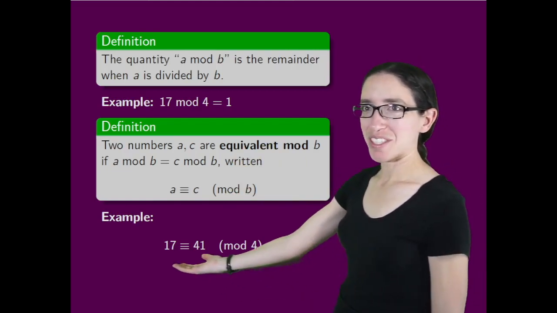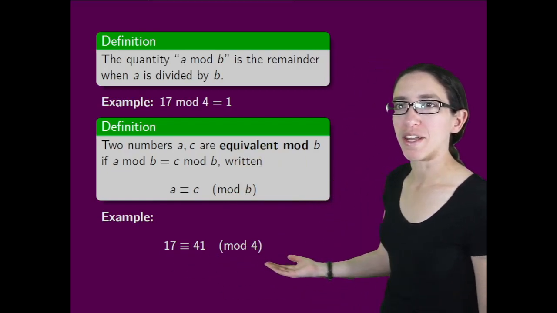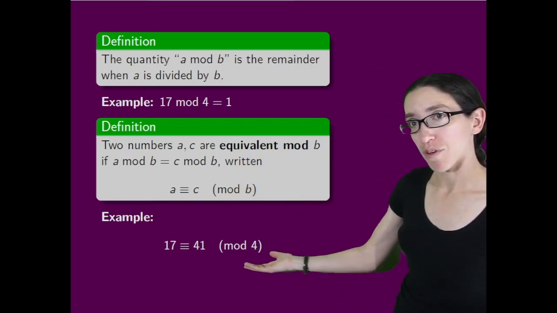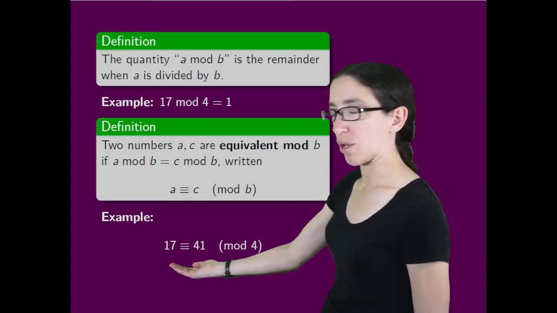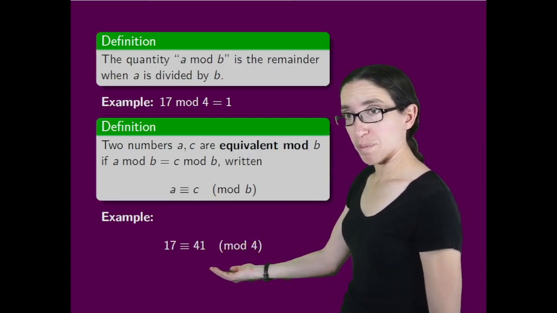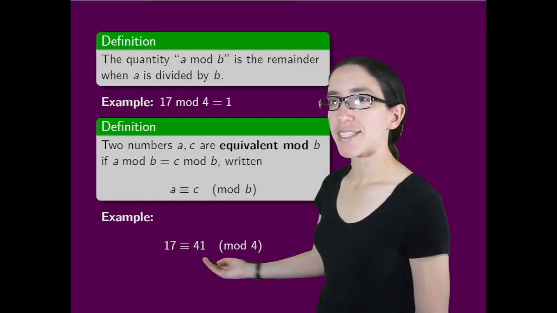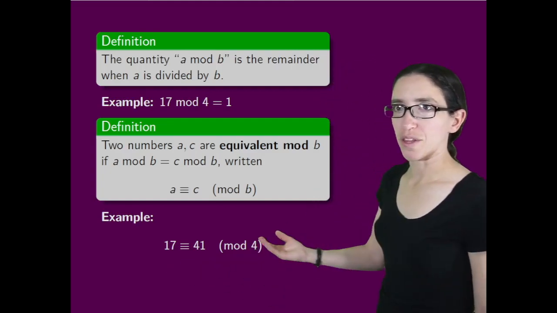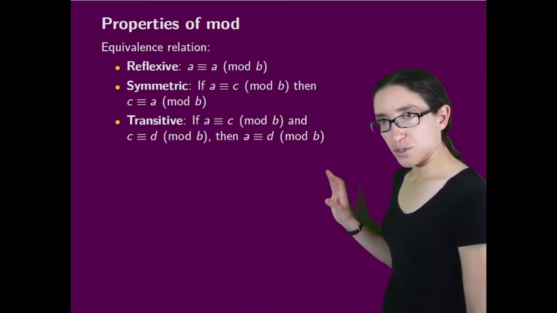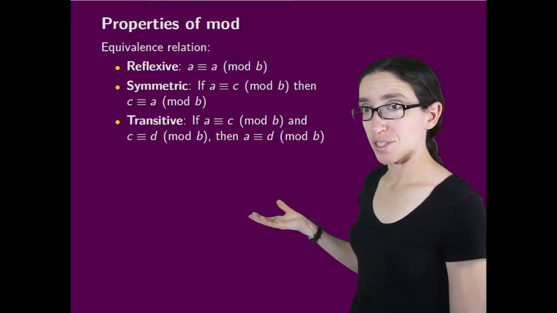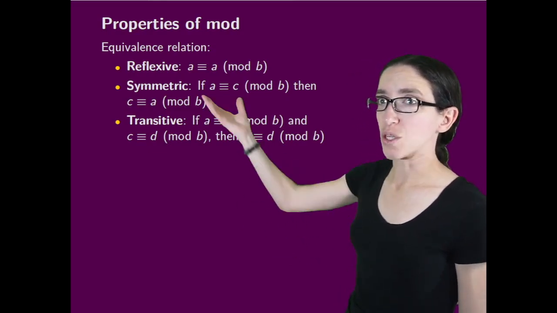So here's an example. 17 is congruent to 41 mod 4 because when you divide 17 by 4, you get a remainder of 1. And when you divide 41 by 4 you get a remainder of 1, so they have the same remainder mod 4, and so they are congruent mod 4. Now, we're going to use a lot of properties of mod, and here's some of the most important ones. First, it's an equivalence relation.